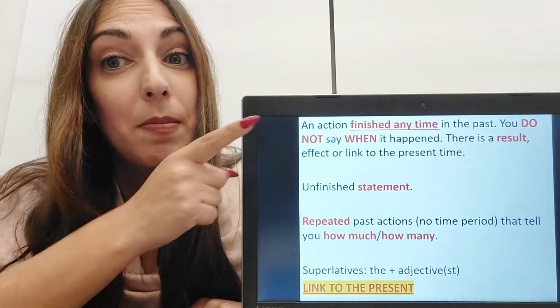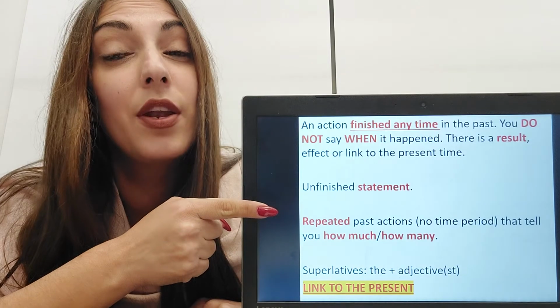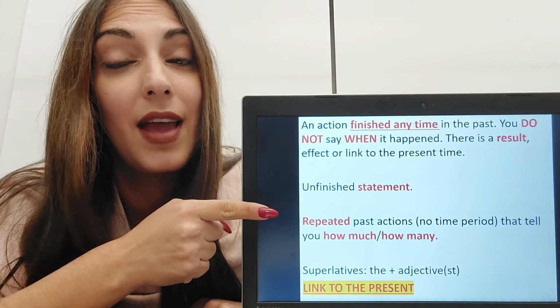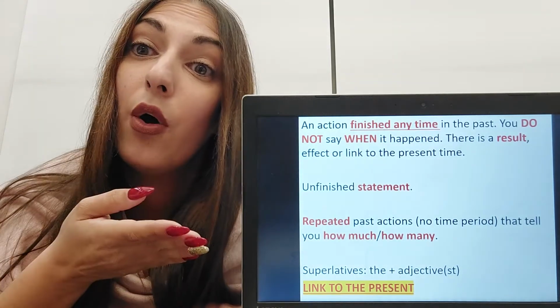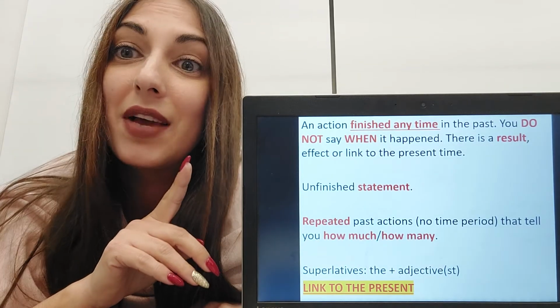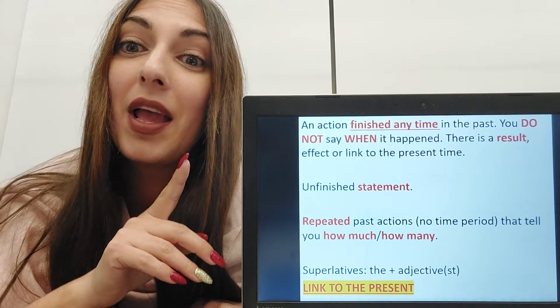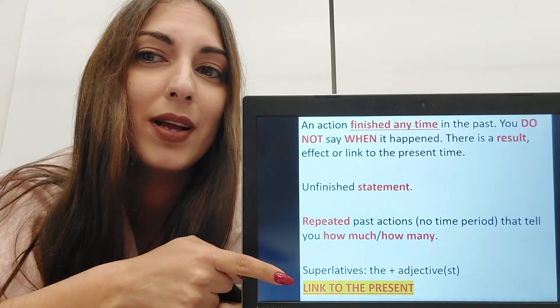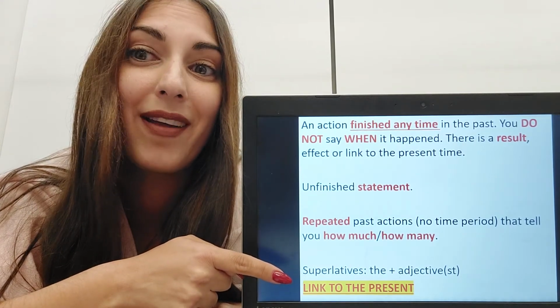So it's very important to remember when you use present perfect, you cannot say when anything happened. You can say for how long or since when it began, but you can never say the exact period of time. And there's always a link to the present in some way.